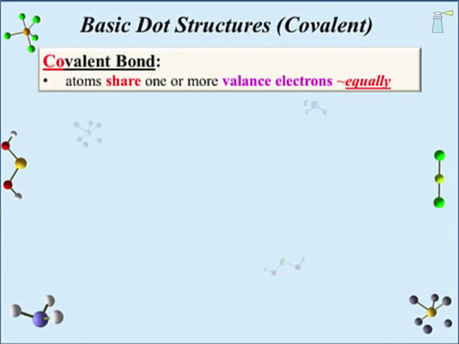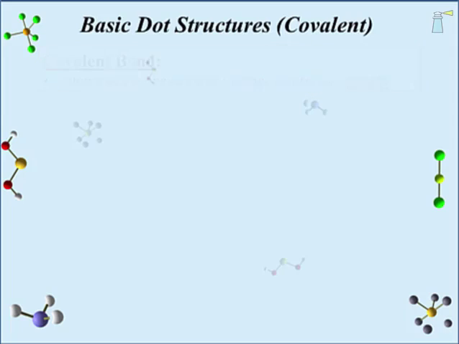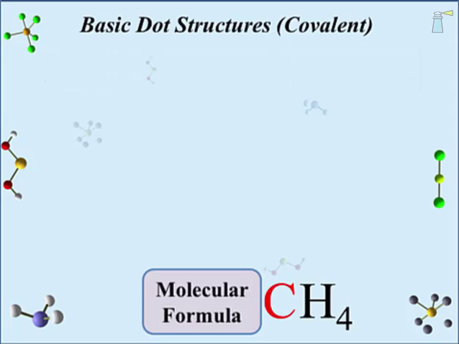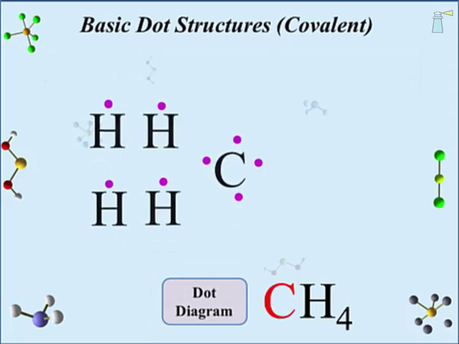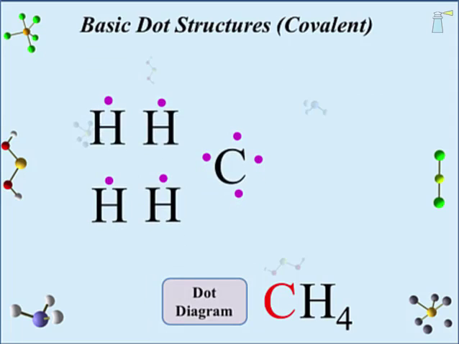Our first basic dot structure has straightforward covalent bonds. That is, atoms share one or more valence electrons more or less equally. Methane, or CH4, will be our molecule. From this molecular formula, we need to get the dot diagrams for 1 carbon and 4 hydrogens. These 5 atoms need to be oriented in a basic skeleton that outlines what the basic dot structure will look like.